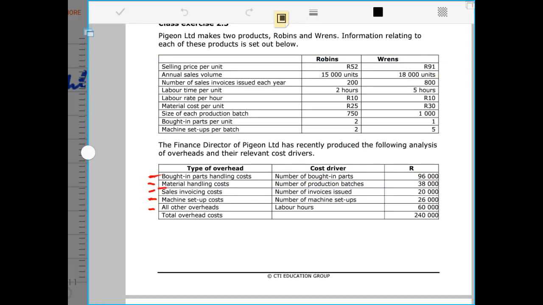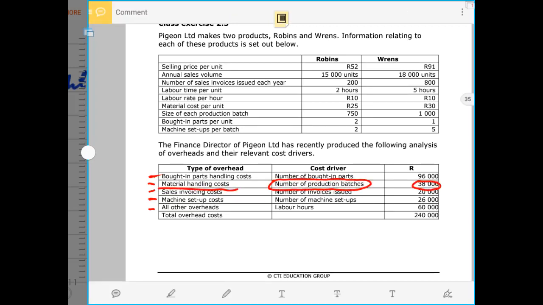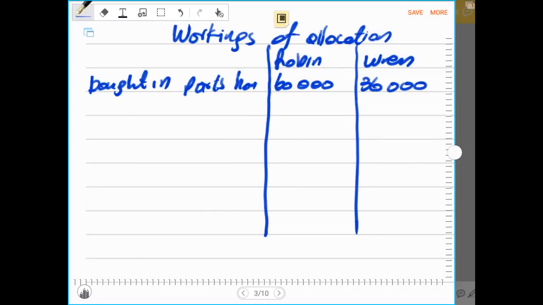The second overhead is material handling cost, and the total amount is 38,000, and we have to allocate using the cost driver, and the cost driver is the number of production batches. So now let us record that material handling cost.